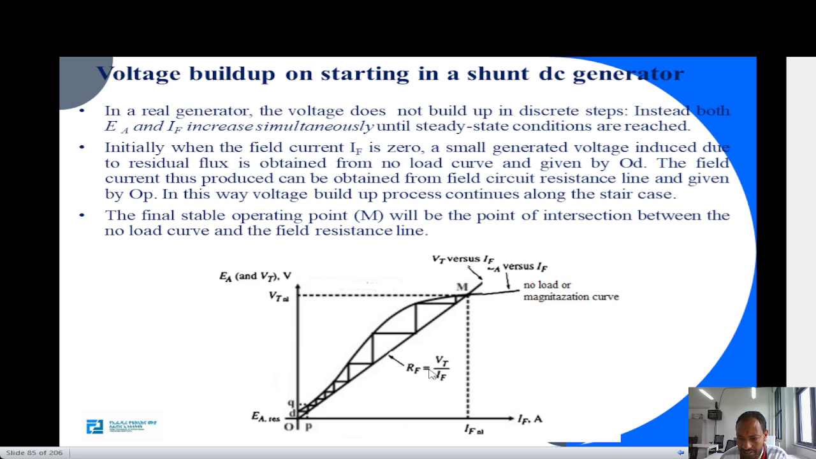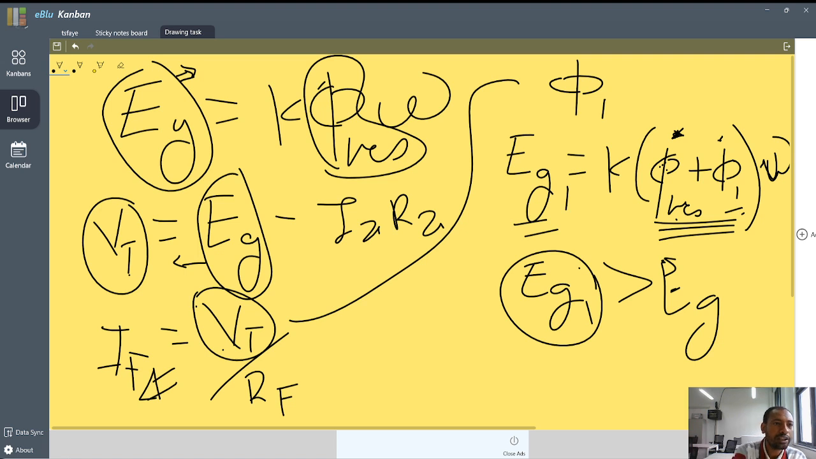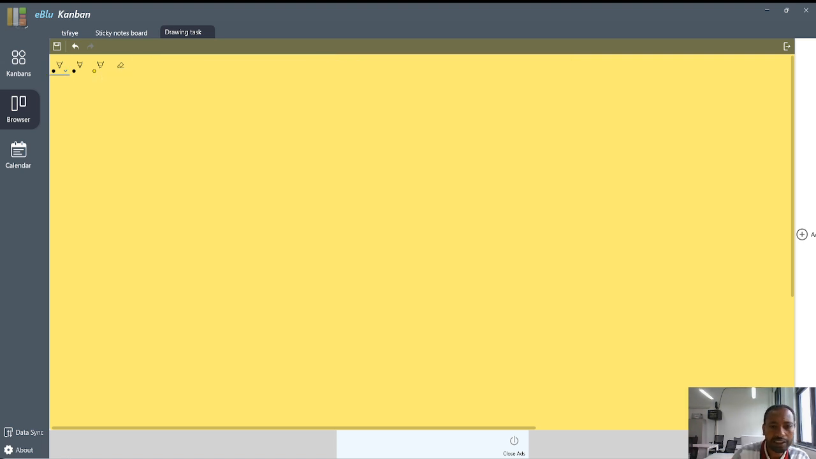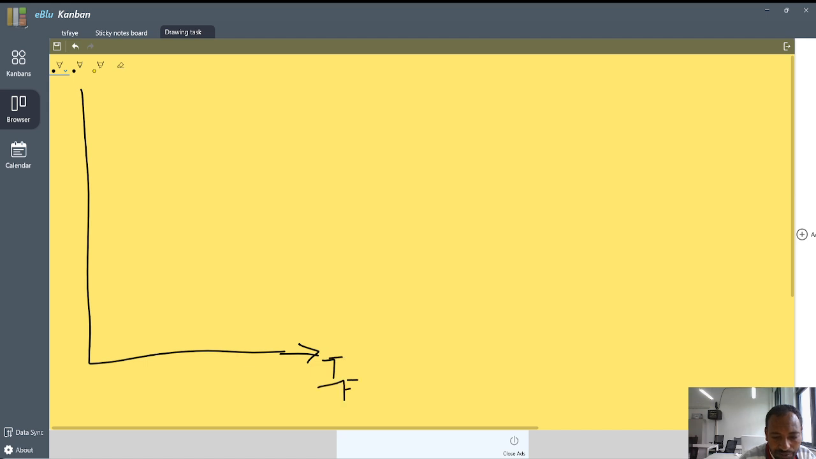Now see this curve. This curve is EA versus IF. To show this gradual voltage increment in a shunt generator, let us see this curve. This is the IF axis, and this is going to be either VT or EG.